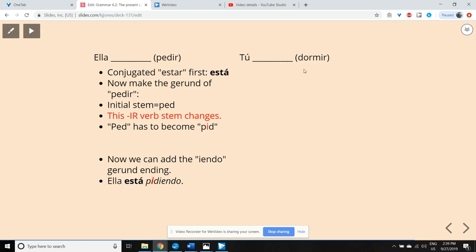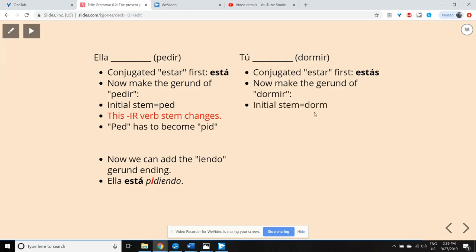All right, let's see this with a verb that stem changes O to UE in the present tense. And again, this is an IR verb. This only happens with IR verbs, not with ER verbs, not with AR verbs. All right, so first thing we're going to do is conjugate estar to agree with the subject pronoun tú. Of course, that's estás. Now we're going to make the gerund of dormir. So our initial stem is DORM. We need to change that O to a U, not to a UE, to a U. All right? Because this IR verb stem changes in the present tense.